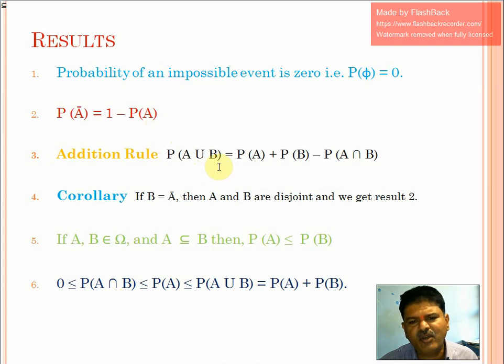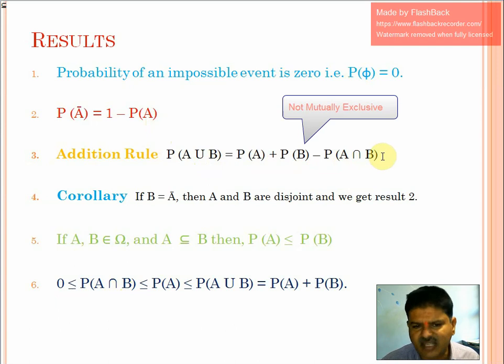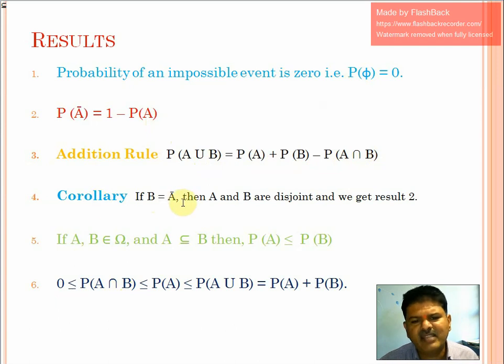The addition rule is probability of A union B is P of A plus P of B minus P of A intersection B. This is for not mutually exclusive cases. In case you put the value of B as A complement, then A and B are disjoint, and we will get result number 2. Suppose you put B as A complement, then P of A union A complement is P of omega. This is P of A plus P of A complement, and P of A intersection A complement comes out to be 0. Therefore P of omega is 1. So 1 is equal to P of A plus P of A complement. Ultimately we are getting this result: P of A complement is 1 minus P of A.